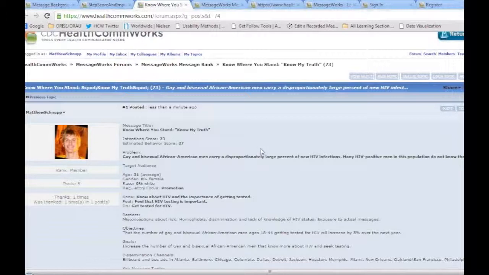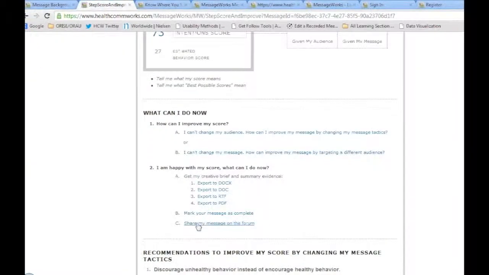But once you put it on the forum, then it is viewed by everybody. So if you're interested in sharing, then I would suggest that you click on that link down here on step 7, share my message on the forum, and display it for everyone else. But that's the only way that anybody else on the system could actually find the message that you're working on. Hopefully that was clear.